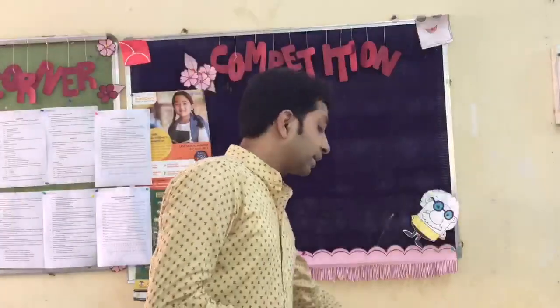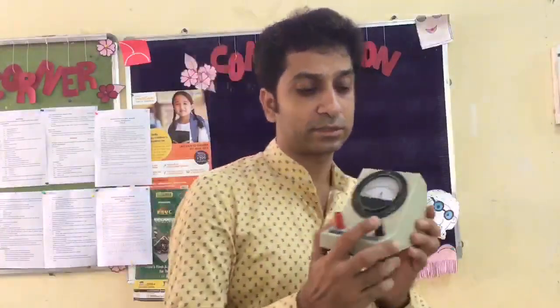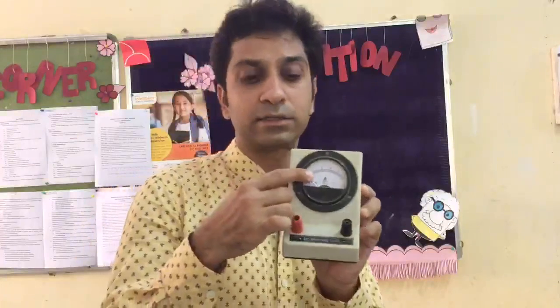If you want to determine the amount of the current flowing in the circuit, you can connect the galvanometer in the circuit. It will give you the exact reading of the current flowing in the circuit. Then second, you are seeing that here A is written, that denotes it's an ammeter. An ammeter is basically made from the galvanometer circuit, and it is used to measure the current in the circuit.